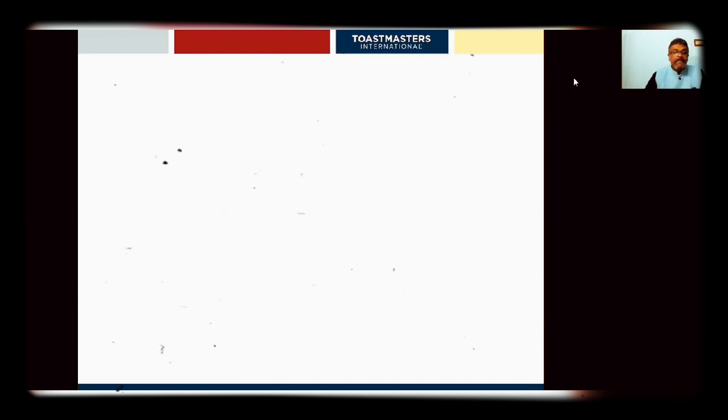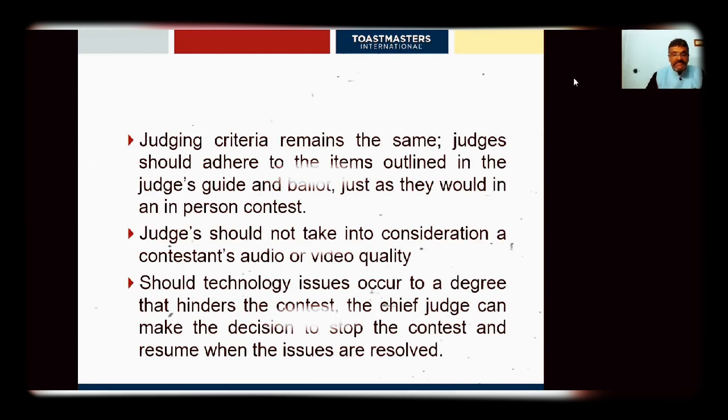I would like to repeat again. Should technology issues occur to a degree that hinders the contest, the chief judge can make the decision to stop the contest and resume when the issues are resolved. Again, the chief judge can. It is the discretion of the chief judge. Don't go to him and say, you better do it. It's the discretion of the chief judge. All right. Chief judges are all nice people. They will definitely help you.